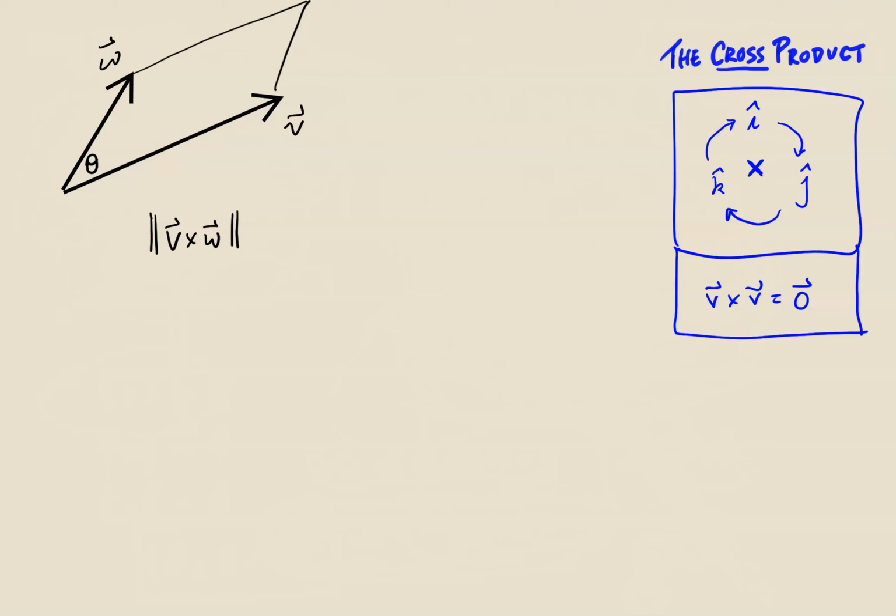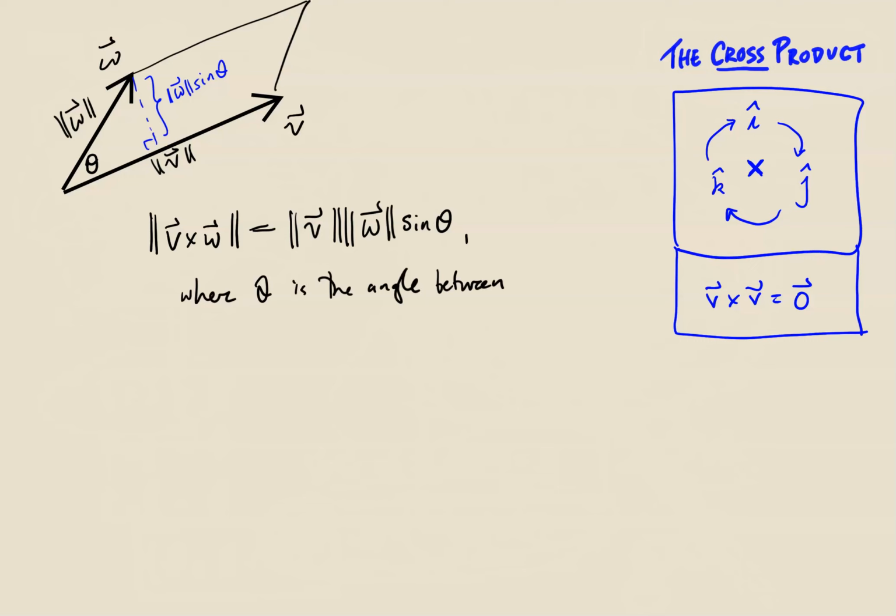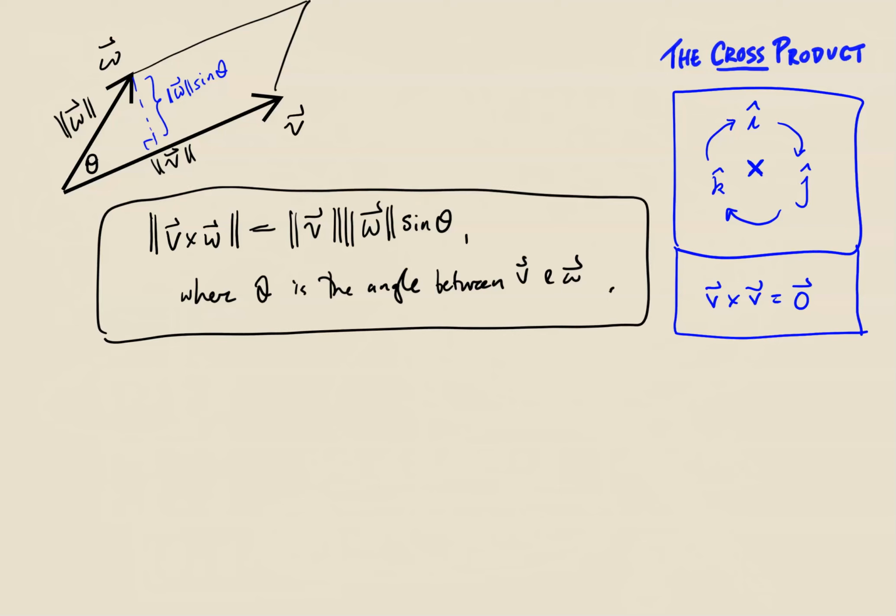So we want to come up with an expression for the height of this thing. Well, that's easy enough. We drop a perpendicular here to get the height, and so by ordinary trigonometry, this is just the length of w times the sine of theta. And since this is, of course, the length of v, we have that the length of v cross w, which is the area of that parallelogram, is going to be its base, which is the length of v, times its height, which is the length of w, times sine of theta, where theta is the angle between v and w. And so here we have the famous formula.